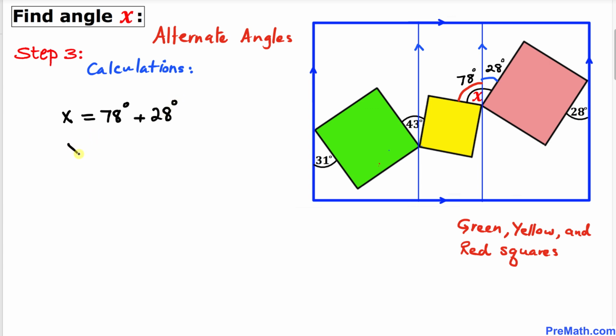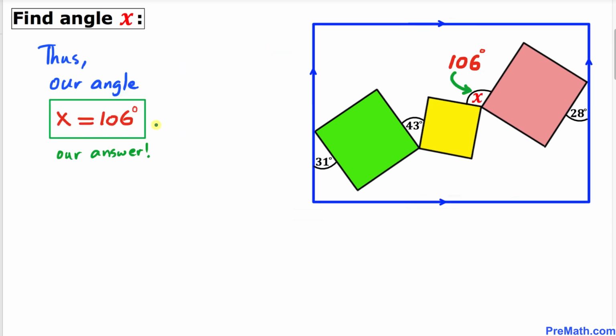Let's go ahead and add them up. So X turns out to be 106 degrees. So thus our angle X turns out to be 106 degrees.